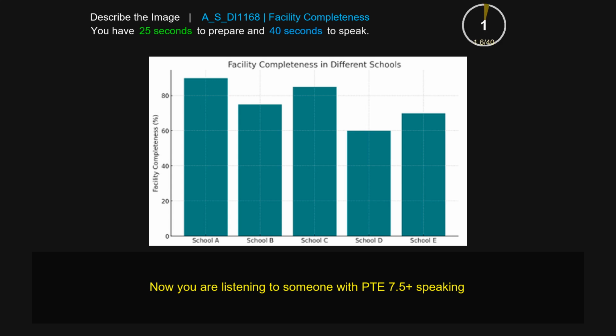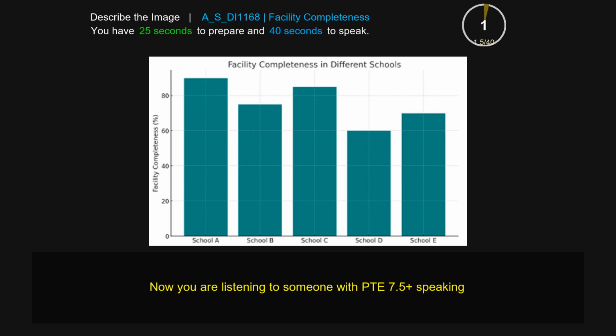The given picture gives information about facility completeness in different schools, and that bar graph is showing two different kinds of axes. At the x-axis, different kinds of schools are mentioned starting from school A, school B, school C, school D, school E. At the y-axis, different values are mentioned, that is the facility completeness that is given in percentage, starting from 0 to 80%. And the highest value that is shown by the school A, it is above 80, and the lowest one that is shown by the school D, it is about 60% of the total. All the other values are ranging in between these two values, and overall that is giving facility completeness in different schools.